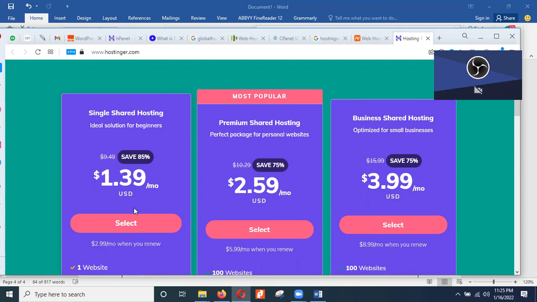Now, there is something I want to let you know about foreign hosts and the Nigerian hosts. Foreign hosts, most times, are better. They give better services, more uptime.